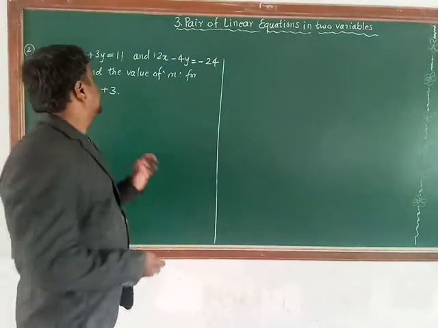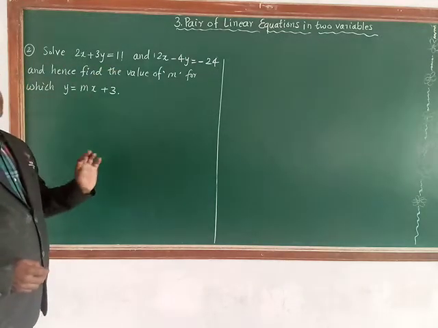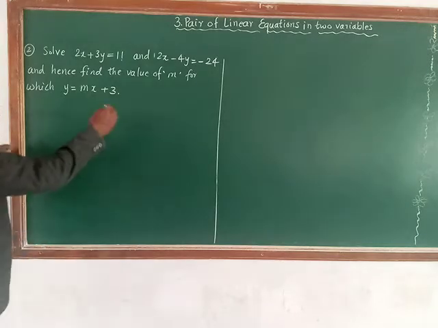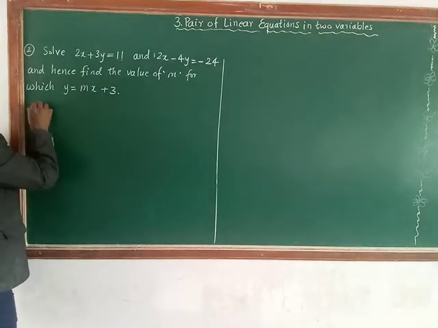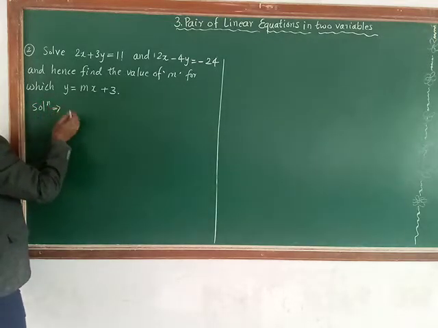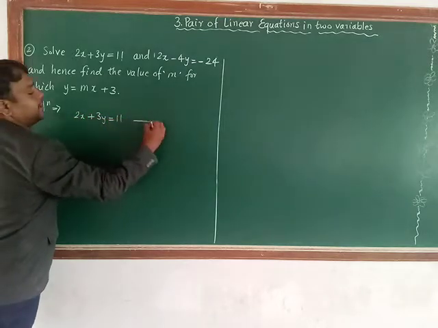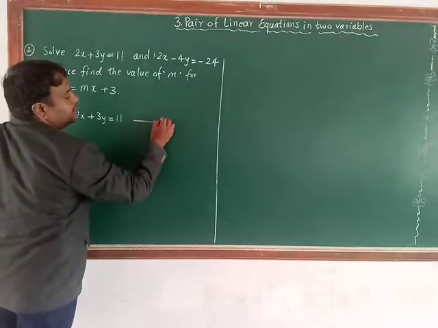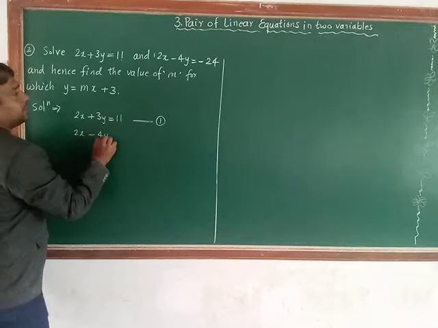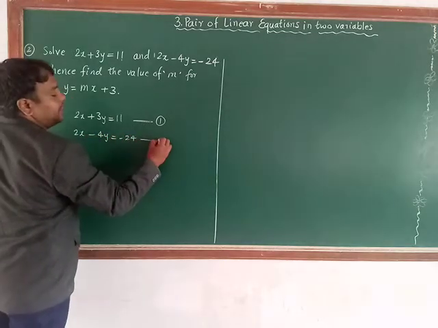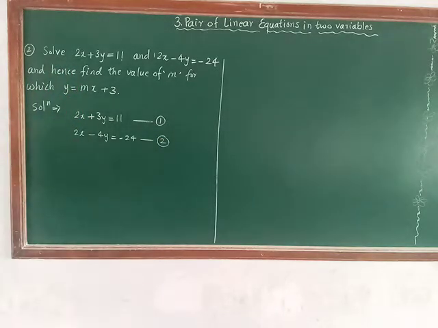So now let's solve that problem. As we know the substitution method, we have to solve this problem using the substitution method. Let's start our solution. Let 2x plus 3y is equal to 11 and mark it as equation 1, and let 2x minus 4y is equal to minus 24 and mark it as equation number 2.